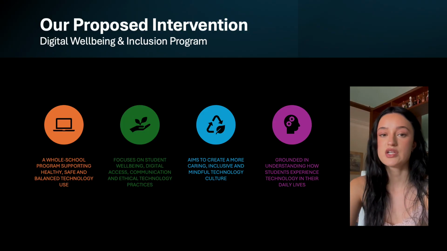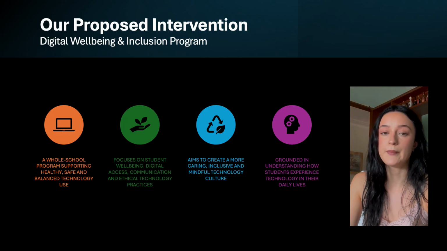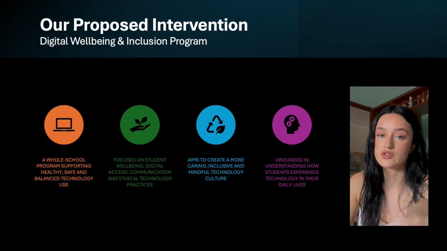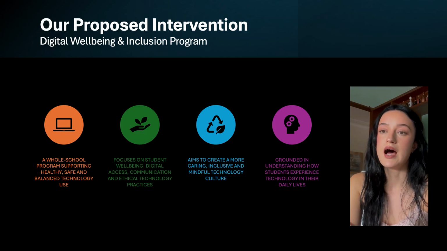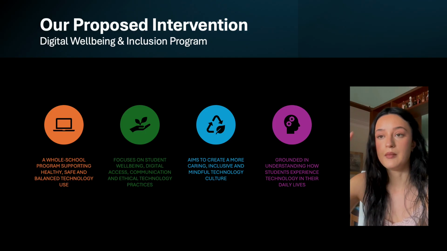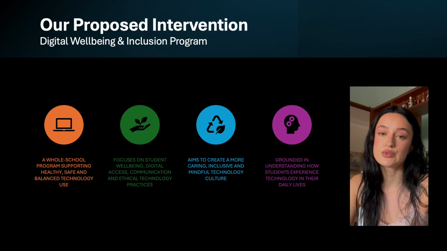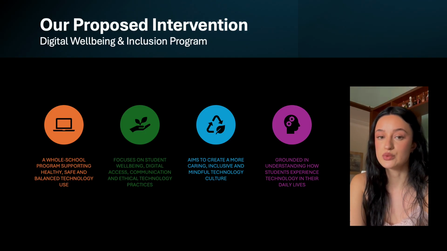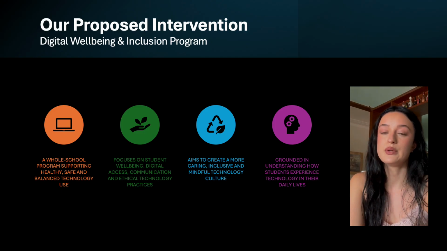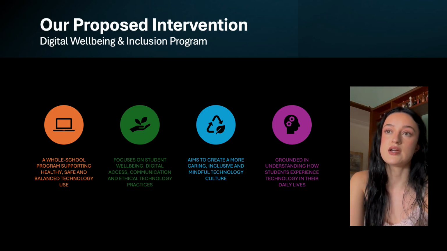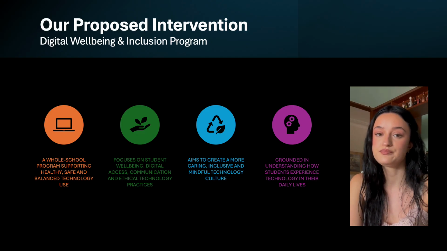For our intervention, we developed the Digital Wellbeing and Inclusion Program. The reason that we created this is because we found throughout all 4 of our literature reviews that technology affects students in 4 interconnected ways. So, well-being, their access to digital tools, their communication with school, and the ethical environment around technology use. What we realized very quickly is that you can't address one of these areas on its own.